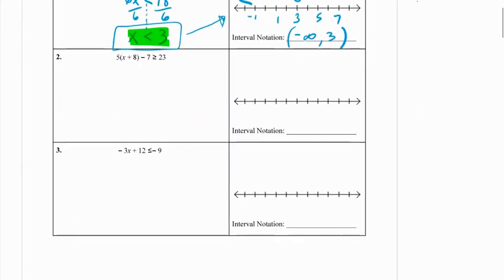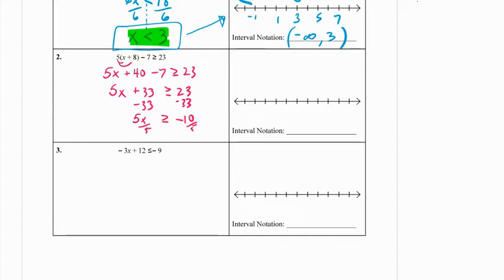Number 2, we need a multi-step. So again, we're going to distribute and then solve our inequality. So 5 times x is 5x, plus 5 times 8, which is 40, minus 7 is greater than or equal to 23. Combining our like terms, we get 5x plus 33 is greater than or equal to 23. And now we can solve. Subtract 33 from both sides. 5x is greater than or equal to -10. Divide by 5, and we get that x is greater than or equal to -2.